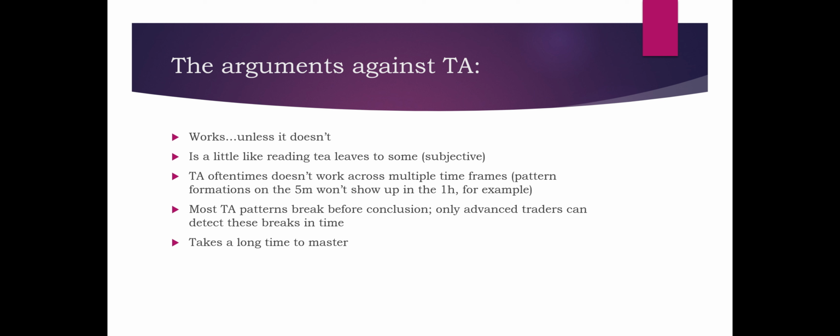The other argument against TA that a lot of people make is that it oftentimes won't work across multiple time frames, right? You'll see a pattern formation in, say, a 5-minute chart, but if you expand it out to a 1-hour chart, the pattern disappears, right? What used to be a head and shoulders now turns into a cup and balls or something. It's just some weird different confluence, so you don't have that kind of continuity. As I say, most of the TA patterns are going to break before conclusion, and unless you're a very advanced trader, you're not going to detect that those breaks in pattern are occurring until it's too late.